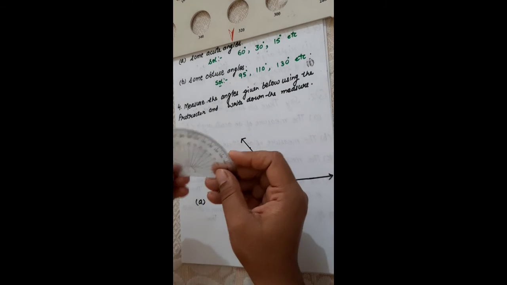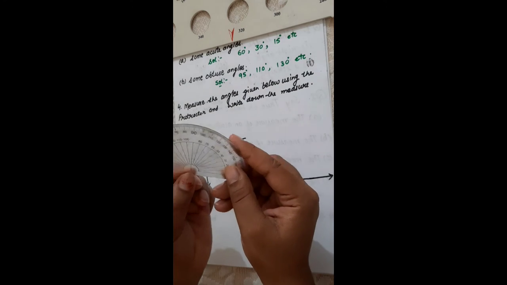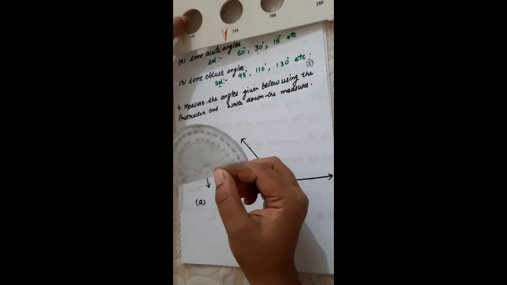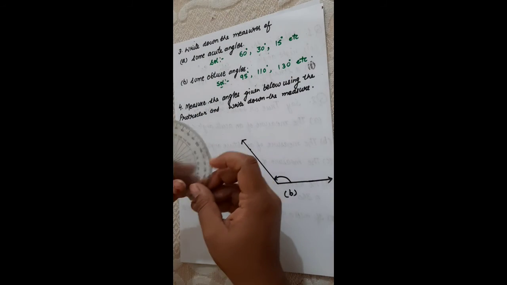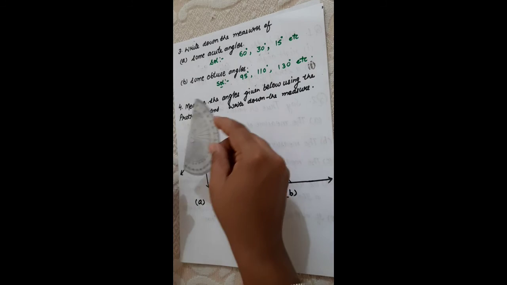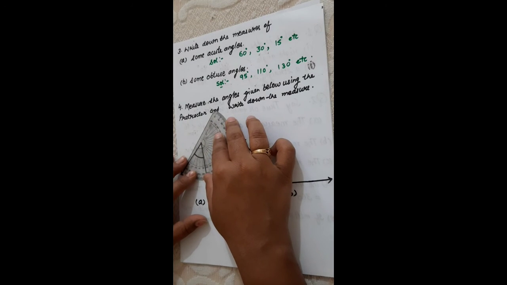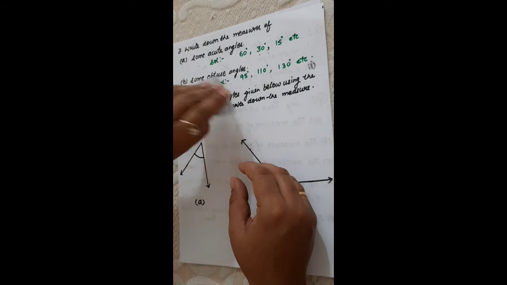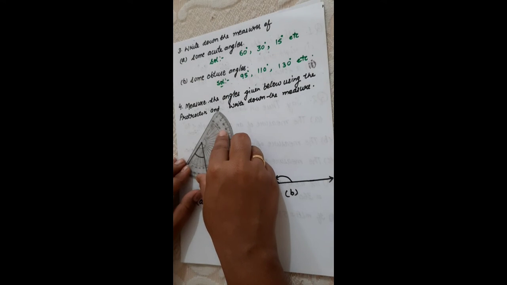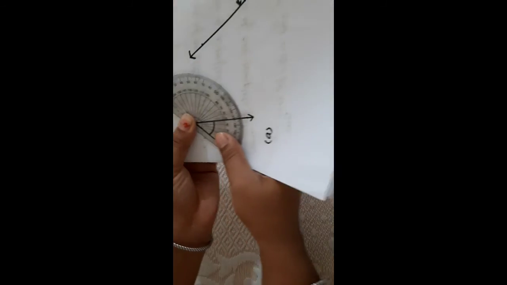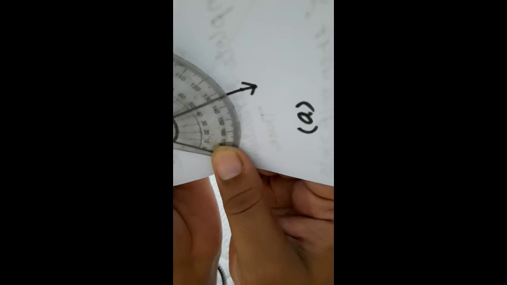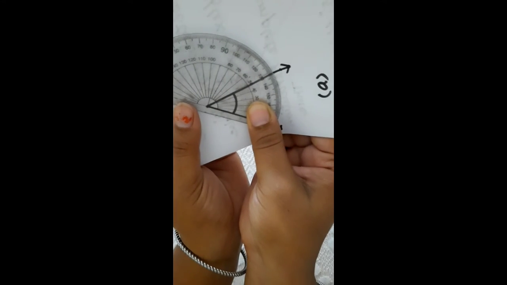Now with the help of this protractor we can measure this angle, and we have to write down the measure also. Whenever you have to measure, this is the center, as it is given over here. So I just placed this center over this point. Now to measure I just rotated it and placed this at this point, like this.